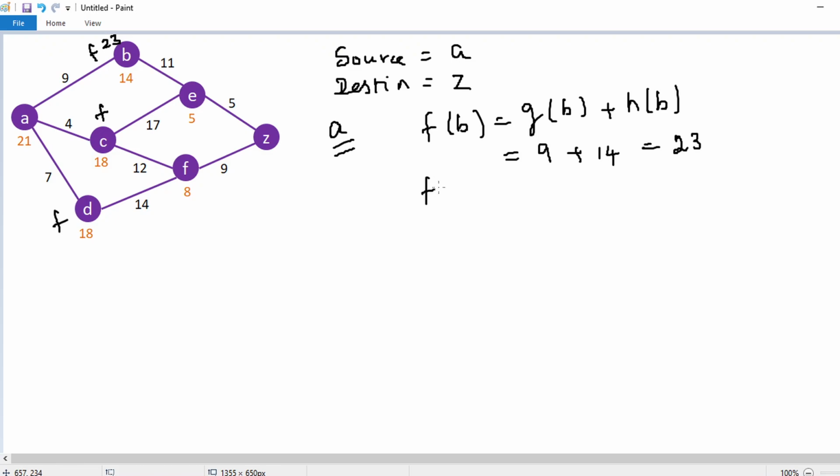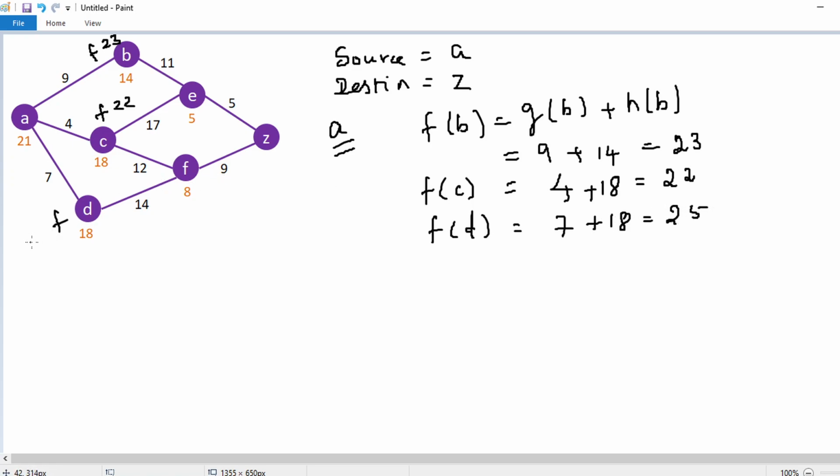If you go to C, F of C is equal to G plus H. To come to C is 4, so G is 4. To go from C to Z, the straight line distance is 18, so the heuristic is 18, so F of C is 22. And if you go to D, F of D is, to come to D it is 7, from D it is 18, so it is 25.